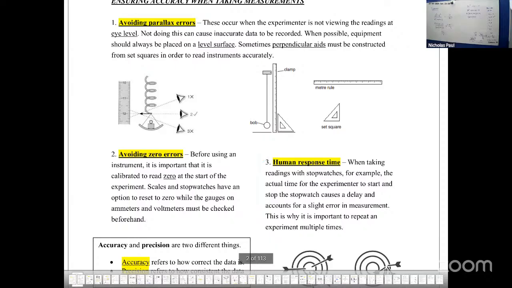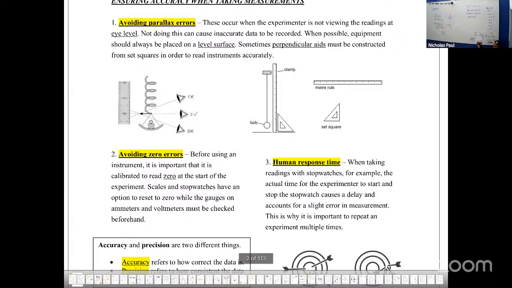Next, one that you may have experienced before, human response time. When taking readings from a stopwatch, for example, the actual time for an experiment to start and stop, the stopwatch causes a delay and accounts for a slight error. So for example, if you have to find the time it takes over a short distance for an object to fall, your human error might occur because your response time mightn't be as accurate. Okay? So that's an error that we have to avoid.